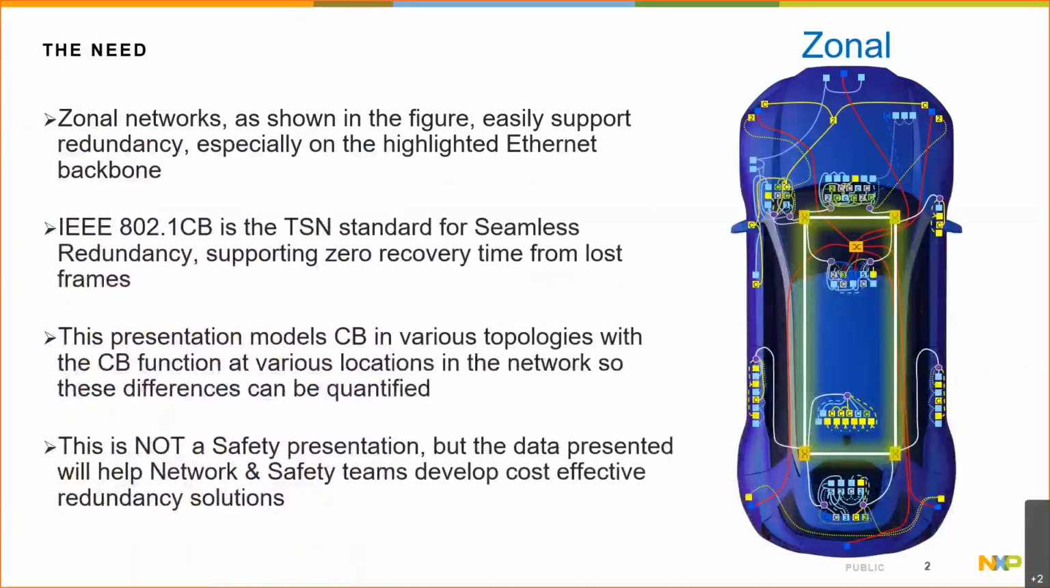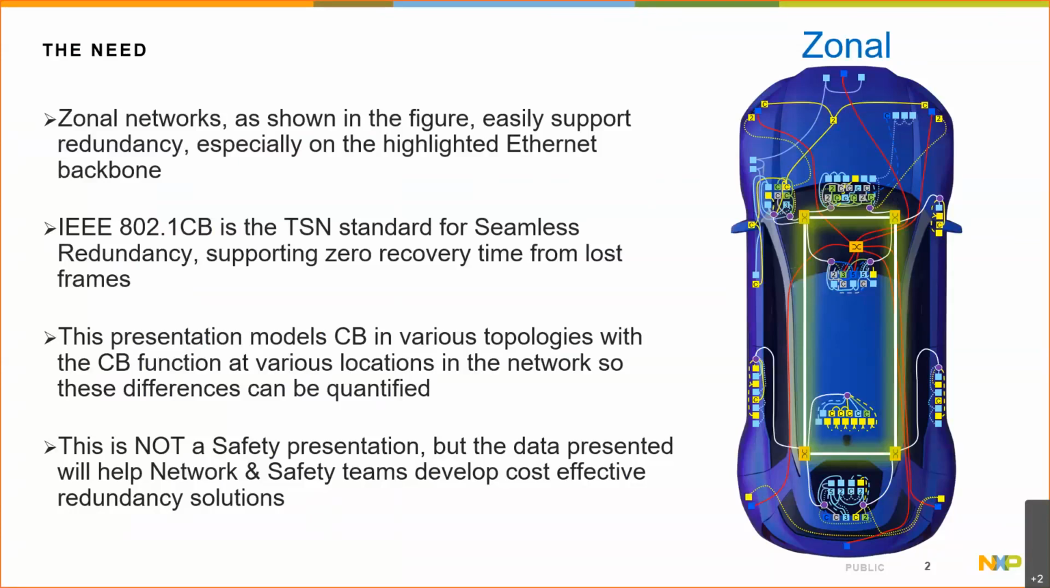So first, the need. Everybody's been talking zonal networks, and the basis of the zonal network is an Ethernet backbone, which I've highlighted in the figure. And for redundancy, 802.1CB is the standard that supports zero recovery time for lost frames, and it's called seamless redundancy. In this presentation, we're going to look at CB in various topologies and move that CB function around in the network so that these differences can be quantified, and that will help you decide how much redundancy you may need in your network and at what cost.